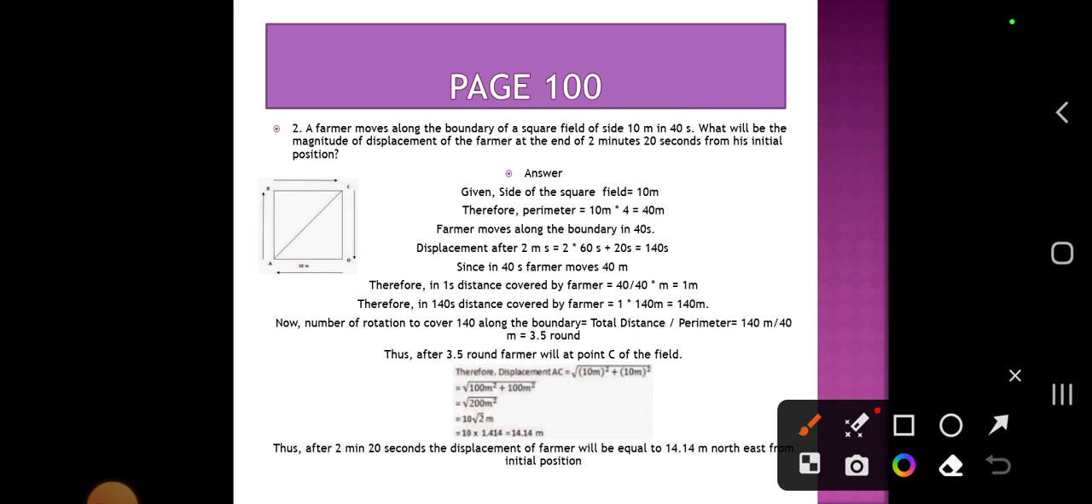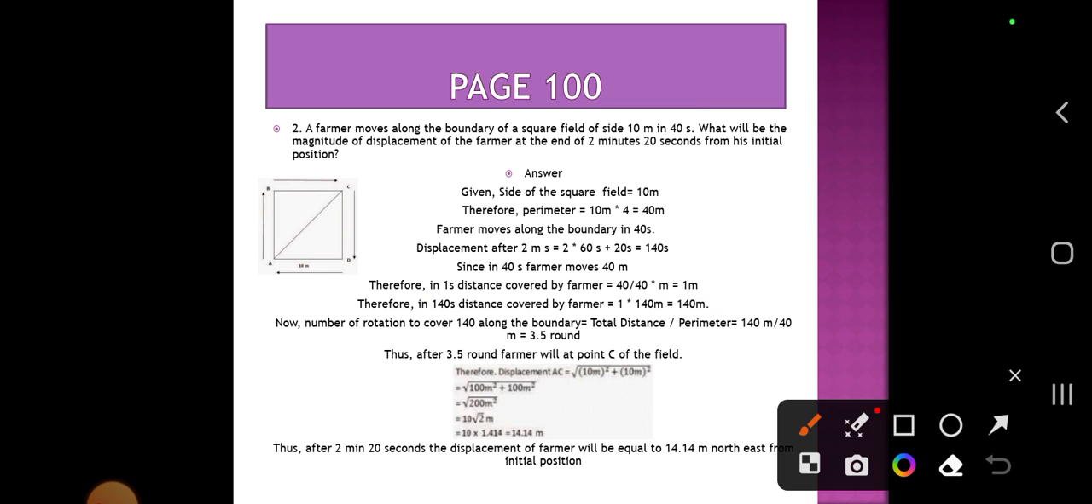So we can also understand that in 1 second, the distance covered by the farmer is 1 meter. The time which is given to us is 2 minutes 20 seconds. Here also we have to convert this 2 minutes 20 seconds into seconds. So we'll get 140 seconds. Now the distance covered by the farmer in 140 seconds is 140 meter.